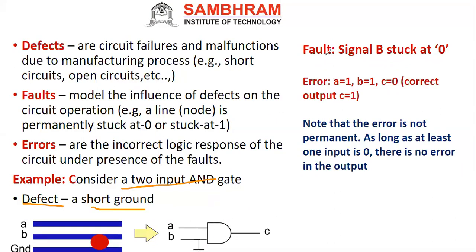Next, what is the fault? The fault is here, the input B actually. The input B is stuck at 0, meaning it is permanently connected to ground. That is the fault.